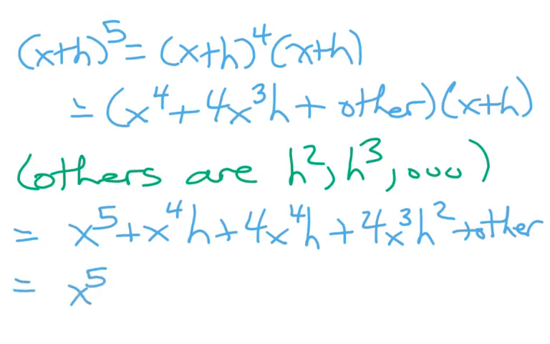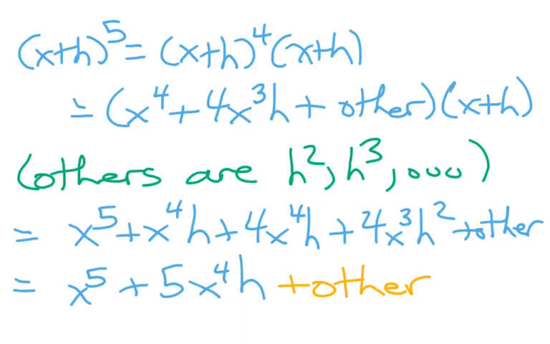So we're going to get x to the 5 plus 5x to the 4 h. As for this term here, well, it has an h squared in it. So again, that can just be wrapped up into other terms. So again, the other terms are the terms with h squared, h cubed. These are the only terms that either don't have an h or just have one h. All the other terms have at least h squared.